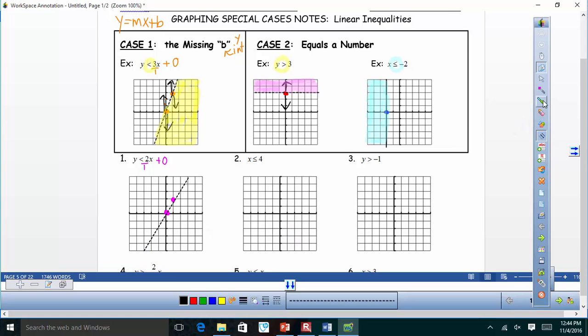Now, if it's less than, I have to shade. Am I shading above or below? Below. So I'm going to draw my arrows, and then I'm going to shade where my arrows are going down. So is the left or the right going down? The right. So I would shade in this area.